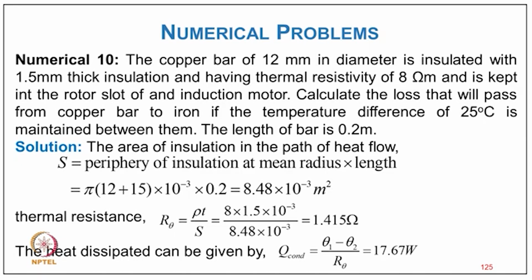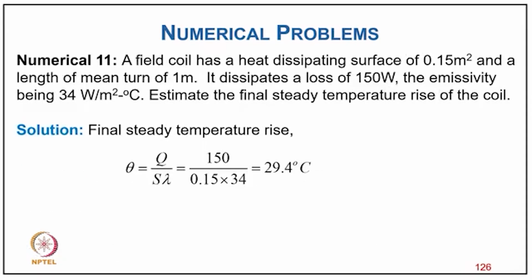So the area of insulation in the path of heat flow S equals the periphery of insulation at mean rise into length, that is equal to pi into (12 plus 15) into 10 power minus 3 into 0.2, which comes to 8.48 into 10 power minus 3 meter square. The thermal resistance R theta equals rho T upon S, which comes to 1.41 ohm, and the heat dissipated can be calculated as Q equals (theta 1 minus theta 2) upon R theta, which comes to 17.67 watt.